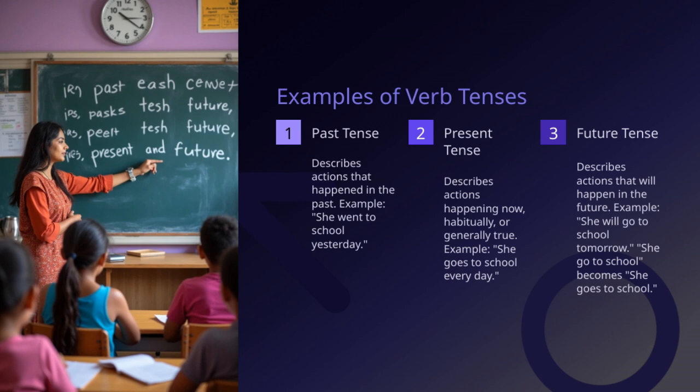Notice how "will go" shows the action is planned or expected to occur in the future. Understanding these three tenses, past, present, and future, helps us communicate clearly about when things happen. It's a fundamental part of mastering verb usage in English and connecting actions to time frames.